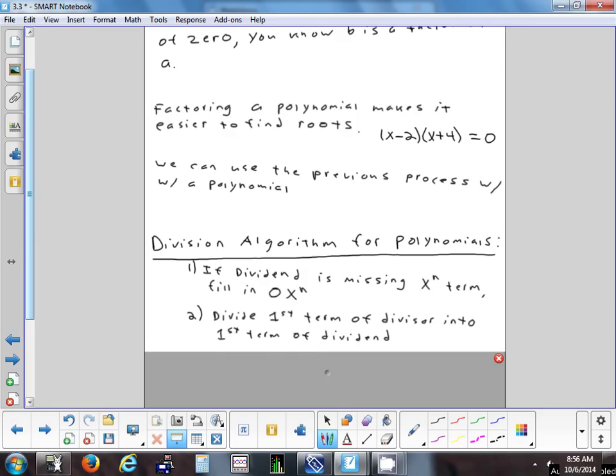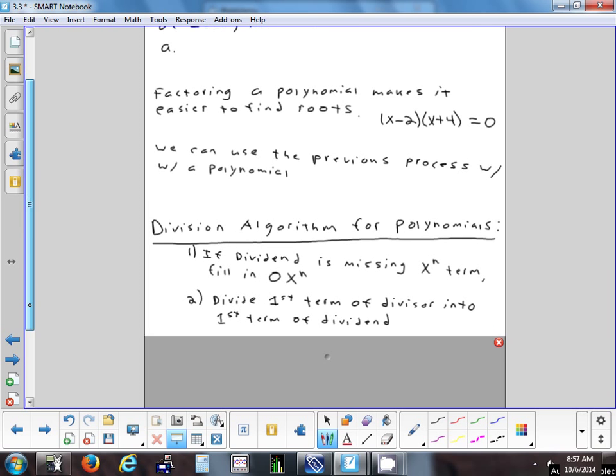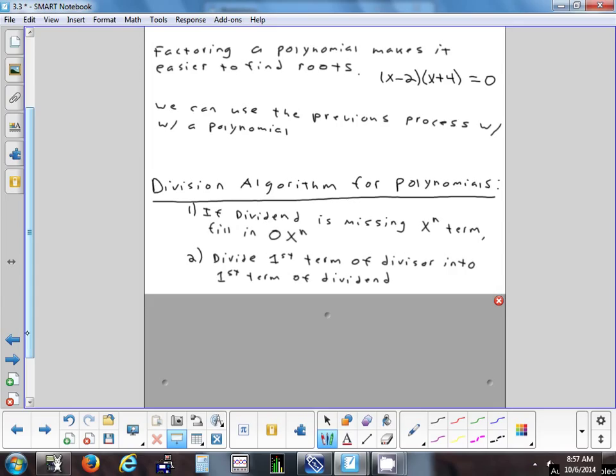Okay, step 2. You're going to divide the first term of the divisor into the first term of the dividend. Divisor is the thing on the outside, dividend is the thing on the inside when you do long division. And again, we're going to do probably 2, maybe even 3 examples of this.